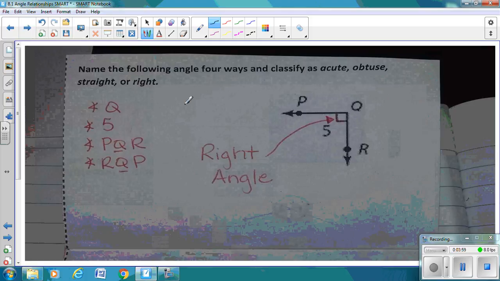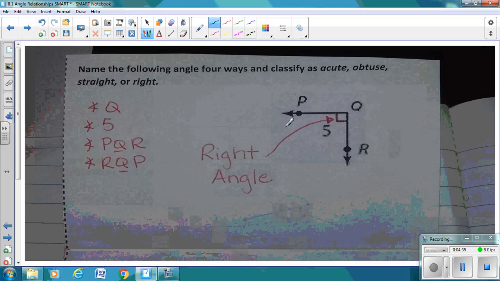So it says, name the following angle 4 ways and classify as acute, obtuse, straight, or right. So first we want to label it 4 ways, okay? This is the angle that we're looking at right here. And we can call this angle by simply the letter that's in the corner here, which is Q. So I can call this angle Q. I can also call this angle 5. It's labeled with the number 5 there. It doesn't have 5 degrees on it, so it doesn't mean that this measurement is 5 degrees. They're just putting a number in there instead of a letter.